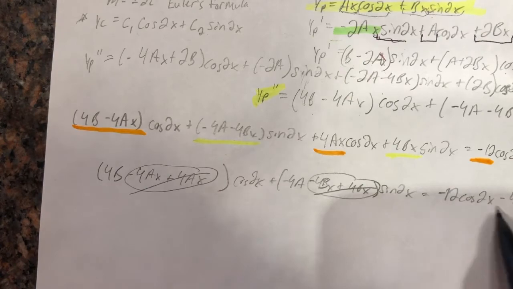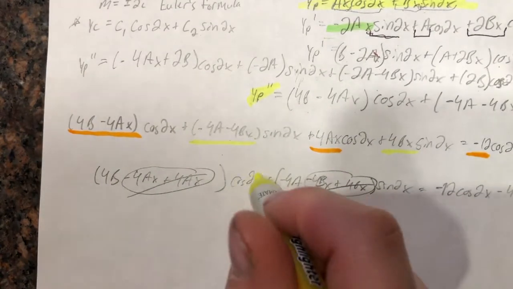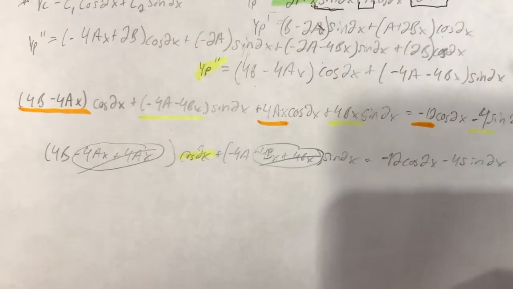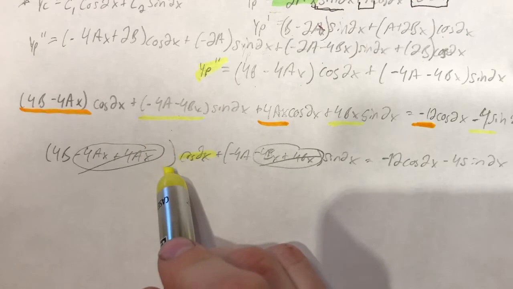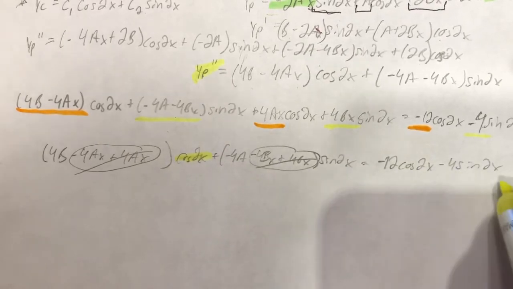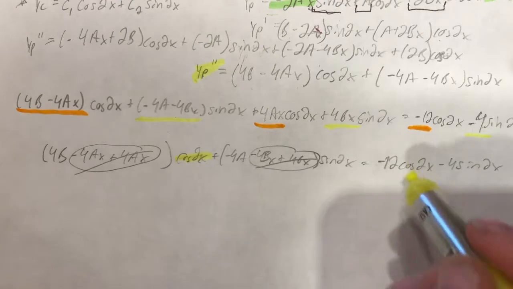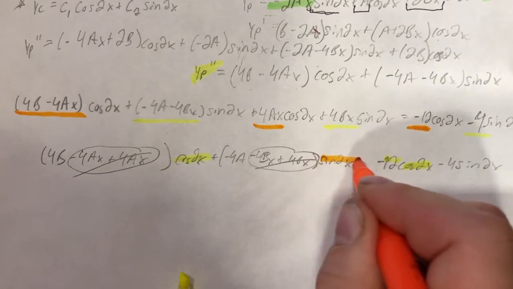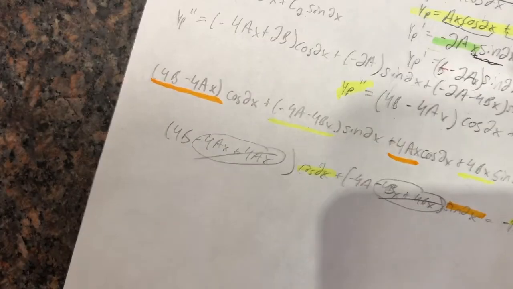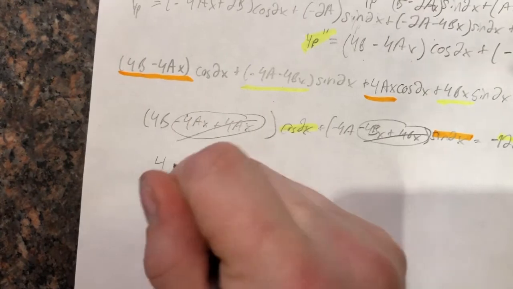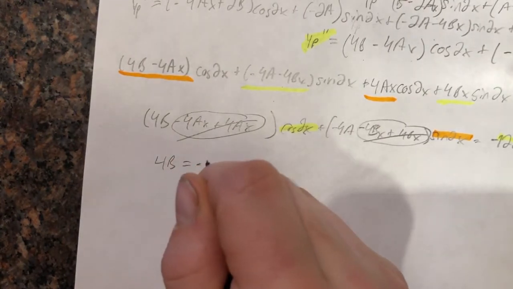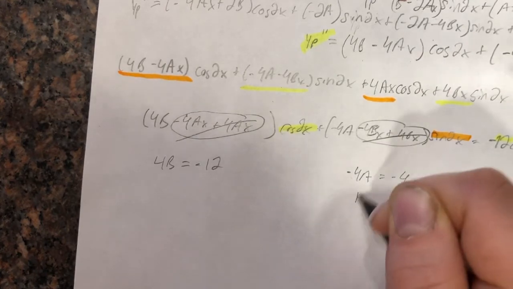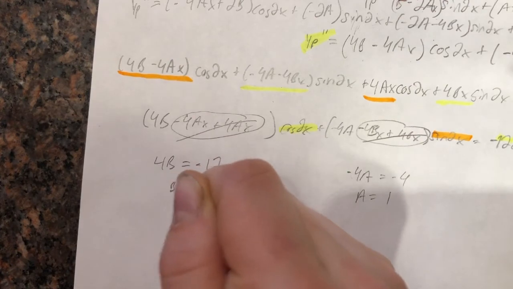So we can show, because we know that there's a cosine here and it's added, it's not multiplied. If it was multiplied, this would be completely different. But because these two terms are added together and these two terms are technically added together, even though that's just part of the coefficient, we know that we can set these equal to each other. So this comes out to be 4b is going to equal negative 12. And then negative 4a equals negative 4. A is going to equal 1, and b is going to equal negative 3.